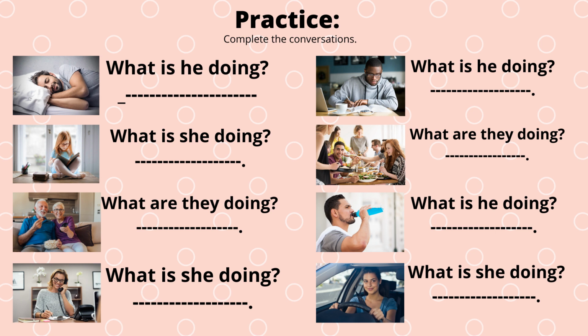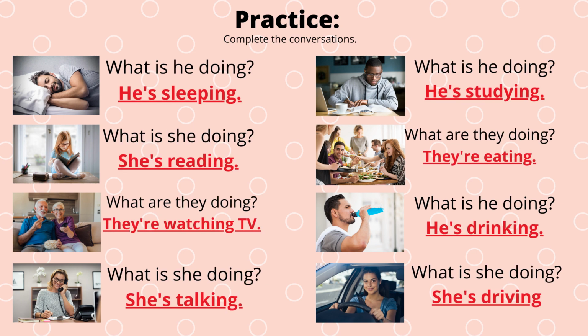All right, class, let's see how we did. Number 1 says, what's he doing? You should have said, he's sleeping. Number 2, what's she doing? She's reading. Number 3, what are they doing? They're watching TV. Number 4, what's she doing? She's talking. Number 5, what's he doing?